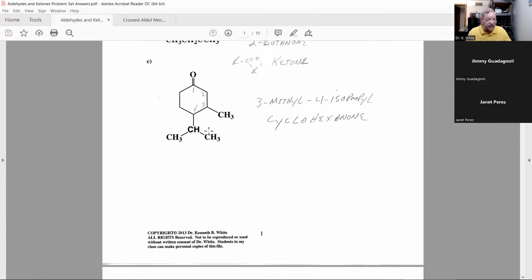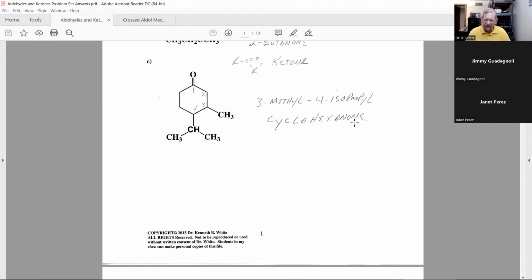Now, if you have C, it's in a ring. And when it's in a ring, you count how many bends in a line there are, and that's 6. That's hexane. In a ring, remember, cyclohexane. It's got an oxygen double bonded to carbon. And that's a ketone because you got carbons here and here. And now we drop the E and add ONE.